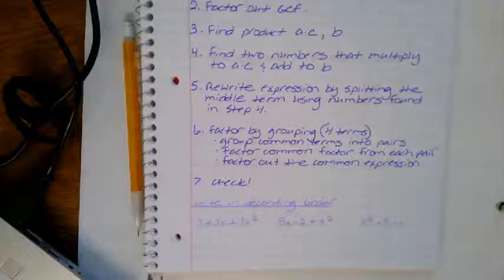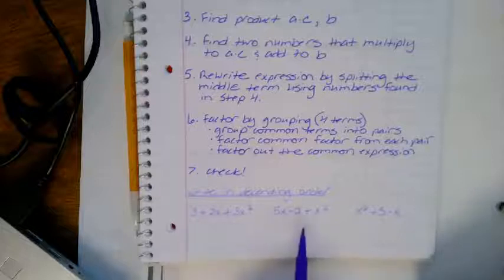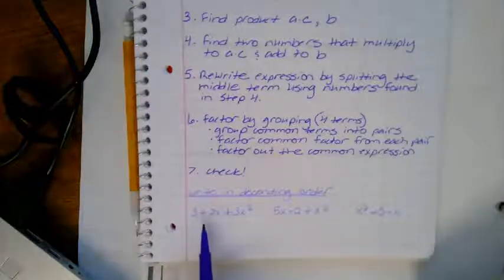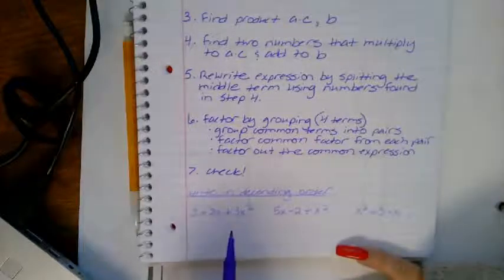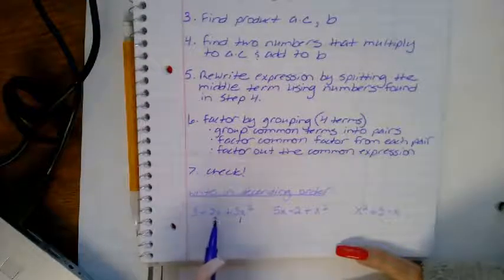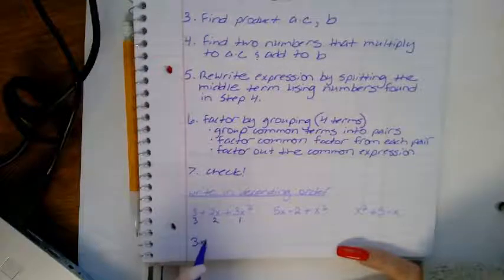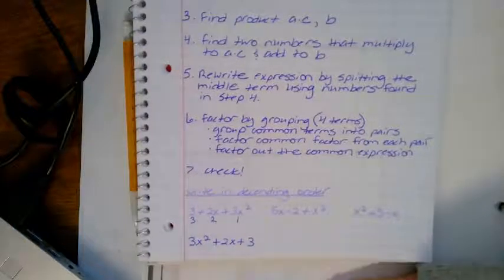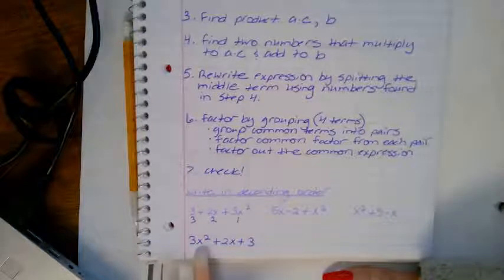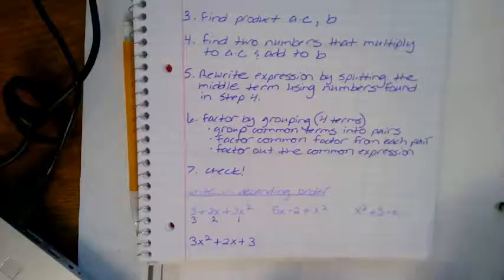Look at how to write things in descending order first. These are your 3 examples. If I have 3 plus 2x plus 3x squared, we always want to write this one first, second, third, okay? So it would look like 3x squared plus 2x plus 3. We want our squares or cubes, whatever we have, first. We want them to go in order, right? So you can see how that's in order.